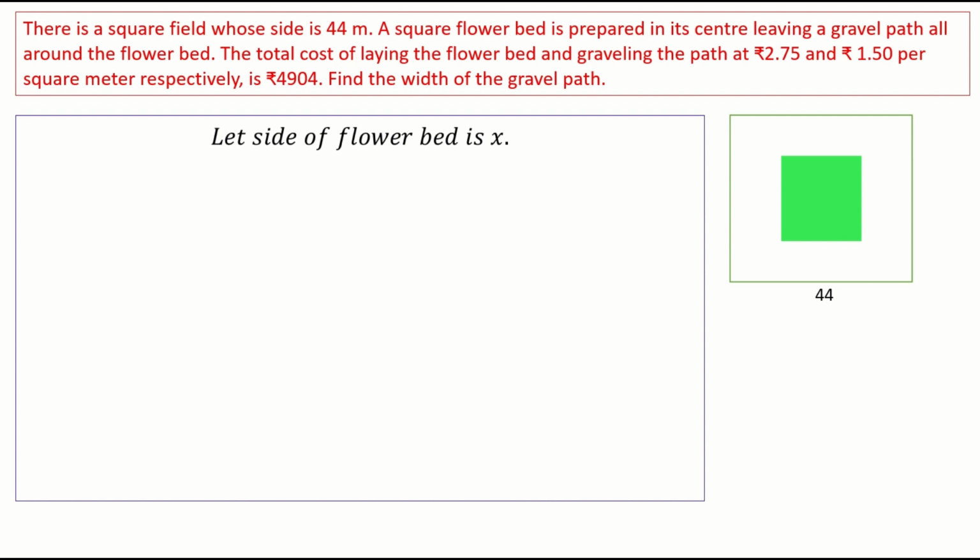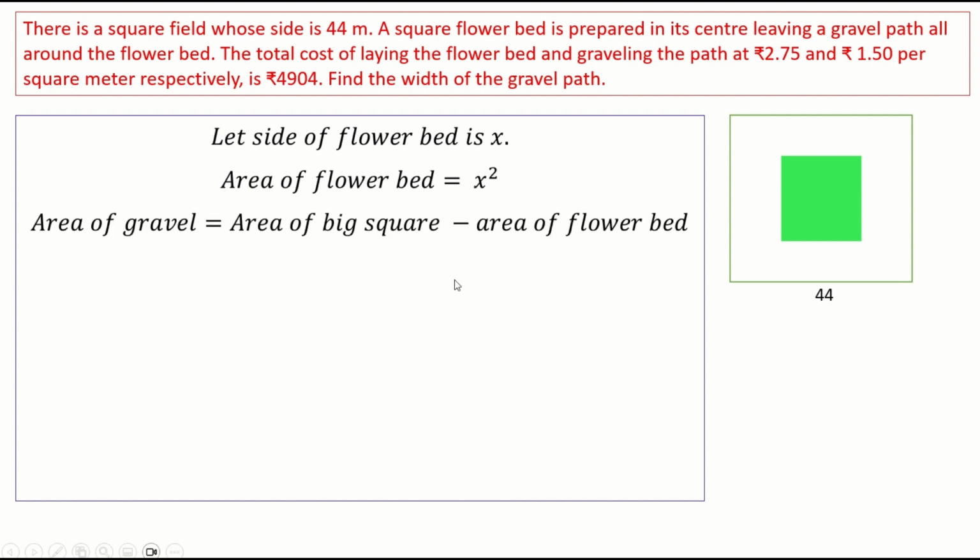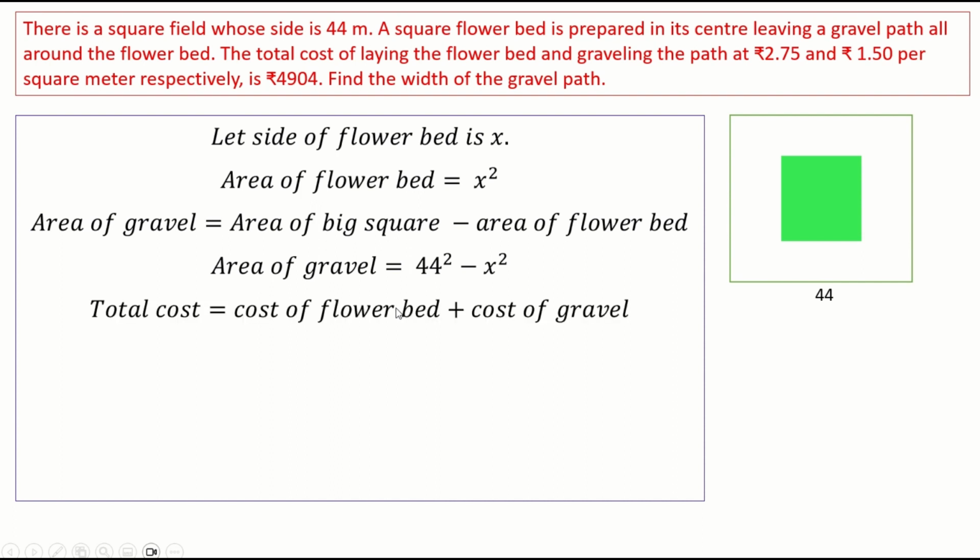Let the side of the flower bed be x. So now the area of the flower bed is x square. Area of gravel is 44 square minus x square. Correct? Now total cost equals cost of flower bed plus cost of gravel. So 4,904 is equal to 2.75 into x square plus 1.5 into 44 square minus x square. Now you simplify it, you will get 1.25 x square plus 2,904.